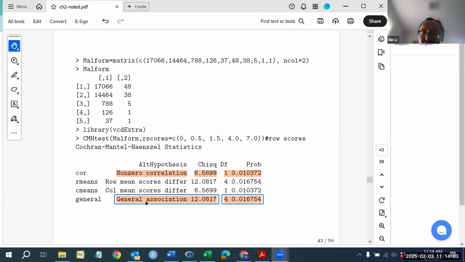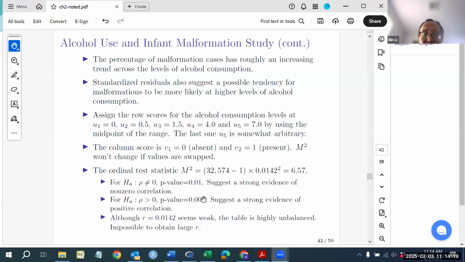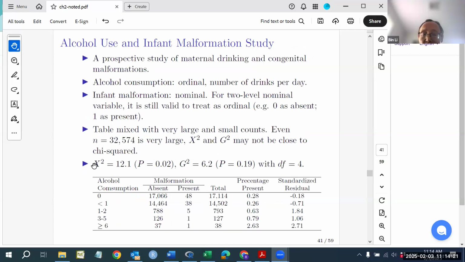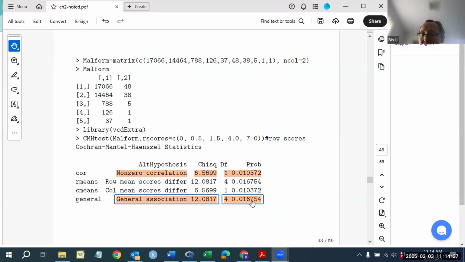And this one is the general association. It is based on Pearson's chi-square without any specific alternative saying whether there is a linear trend or not. This is 12.08, the Pearson's chi-square test, and the p-value is 0.02.